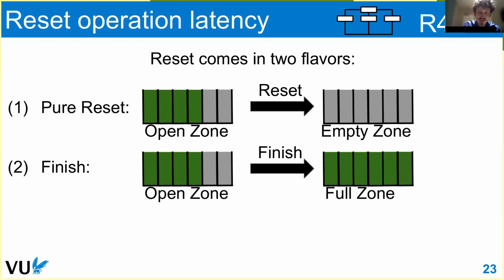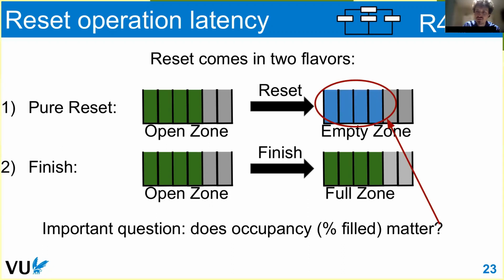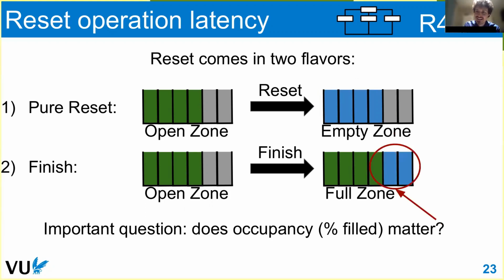The point of these operations is that they are highly dependent on how much data is within the zone. Say a reset needs to delete the data in the zone, so does its performance depend on the occupancy? In other words, if the zone is half full, is it cheaper to reset than if the zone is completely full? And for a finish, if the entire zone is empty, is it more expensive than if the zone is half empty? We intended to find this out.